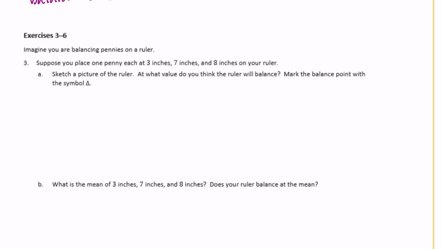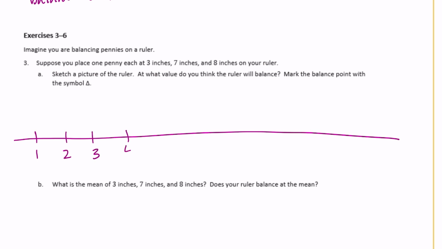Exercises 3 through 6. Imagine you are balancing pennies on a ruler. Suppose you place one penny each at 3 inches, 7 inches, and 8 inches on your ruler. Sketch a picture of the ruler. At what values do you think the ruler will balance? Okay, so let's draw our ruler first. Suppose you place one penny at 3, 7, and 8. At what value do you think the ruler will balance? Mark the balance point with a symbol.